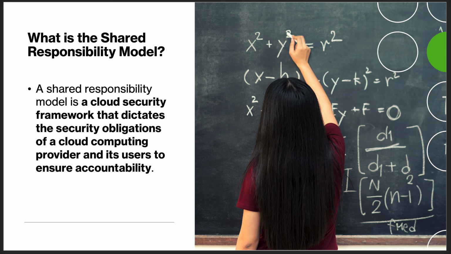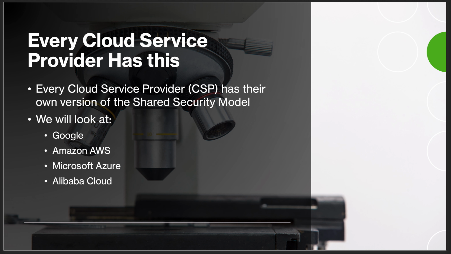It's basically who's responsible for what when it comes to how we're going to secure systems, data, and infrastructure, right? Everybody has a different viewpoint of it, so everyone's a little bit different. So we're going to take a look at our four major providers today: Google, Amazon, Azure, and Alibaba Cloud.